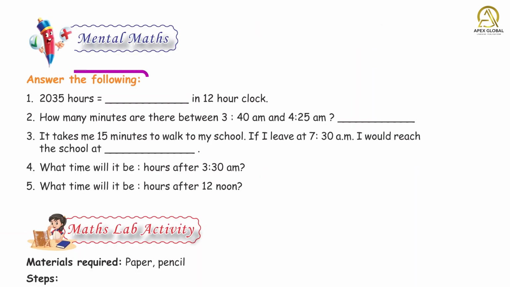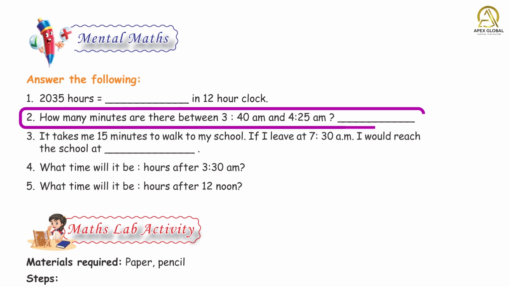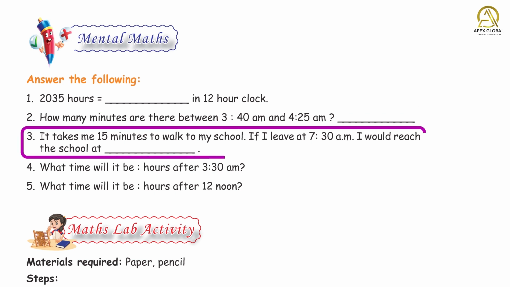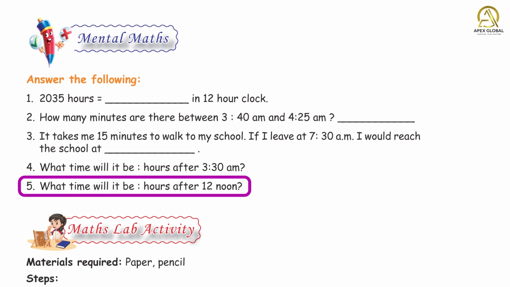Mental maths. Answer the following. 1. 20:35 hours equals dash in 12-hour clock. 2. How many minutes are there between 3:40 a.m. and 4:25 a.m.? 3. It takes me 15 minutes to walk to my school. If I leave at 7:30 a.m., I would reach the school at dash. 4. What time will it be an hour after 3:30 a.m.? 5. What time will it be hours after 12 noon?